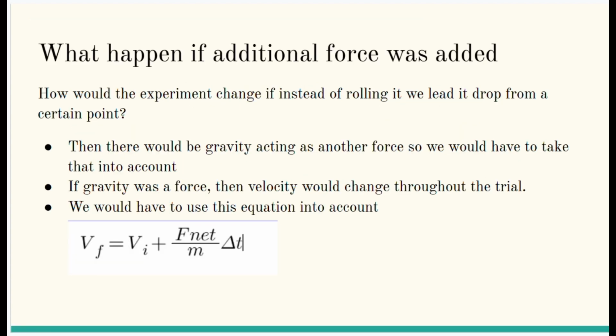What happens if an additional force is added, and how would the experiment change if, instead of rolling, we let it drop from a certain point? Then there would be gravity acting as another force, and we would have to take that into account. If gravity was the force, then velocity would change throughout the trial, and we'd have to use this equation, where F net over m would equal negative g.